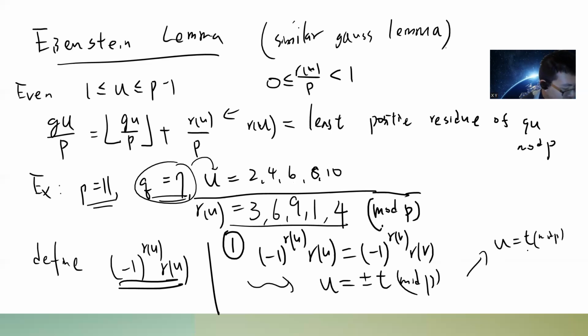If u is v mod p, then both are even and p is odd, so this will force them to be the same in mod p, but they are unique. I think one fact that needs to be thought about a little bit is the following. What I want to say is that (-1)^(r_u) r_u is even.